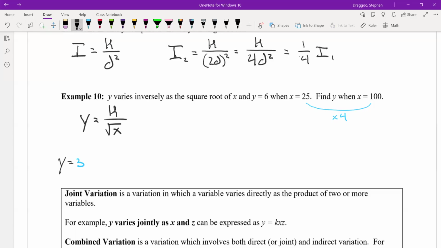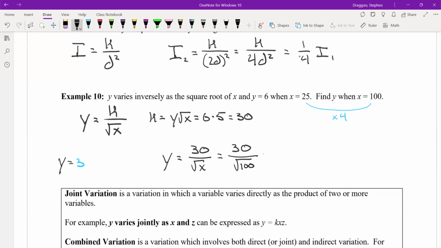A way of solving for that would be to say that k is equal to y times the square root of x, which is equal to 6 times 5. Square root of 25 being 5 for real this time, and it's 30. So if y is equal to 30 over square root x, this will be 30 over square root 100, which is 30 over 10, or 3.